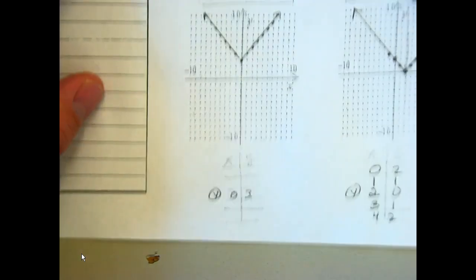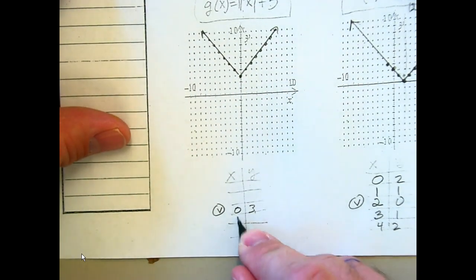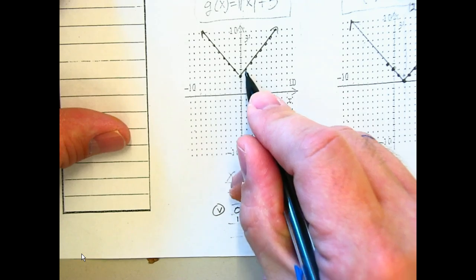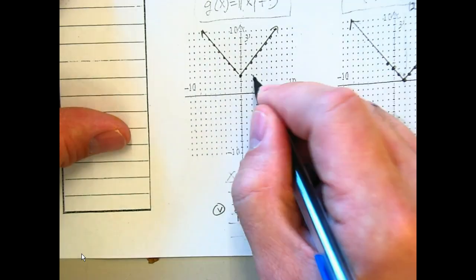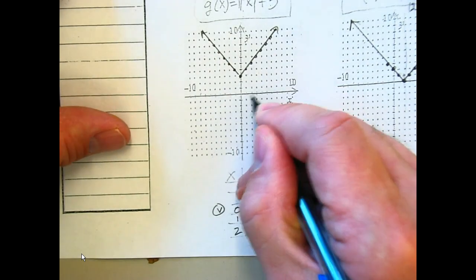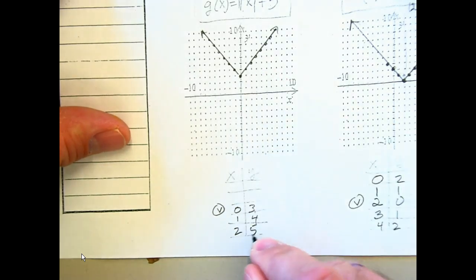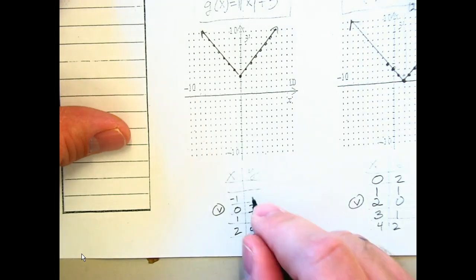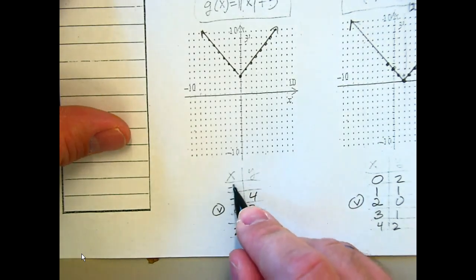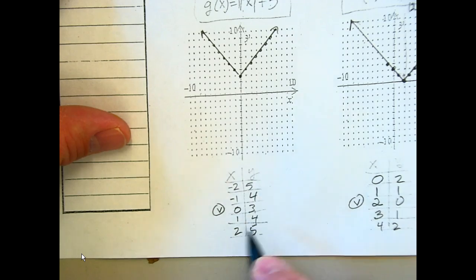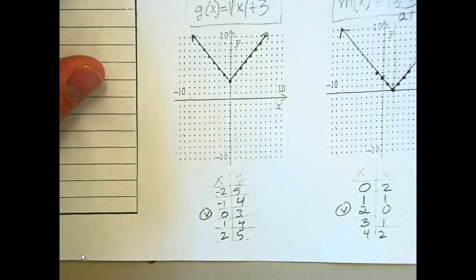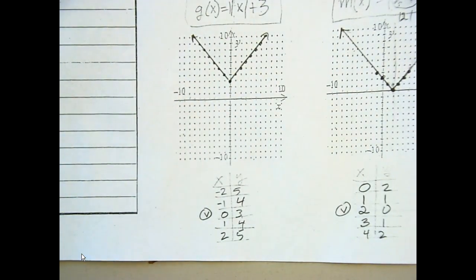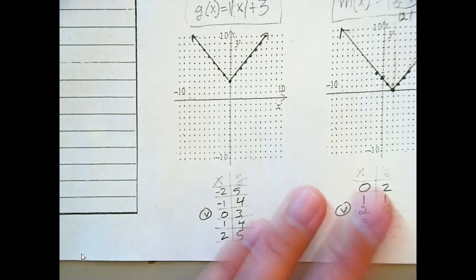So if I do that, notice my table isn't filled out yet. Let's put some values. There's 1. We'll go 1, and it's 4. When x is 1, g of x is 4. When x is 2, g of x is 5. When x is negative 1, g of x is 4. And when x is negative 2, g of x is 5. Notice it's symmetrical in your table as well. It will always be completely symmetrical. Yeah, it reflects across.